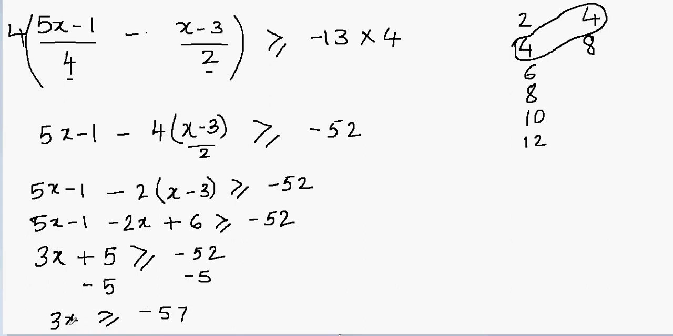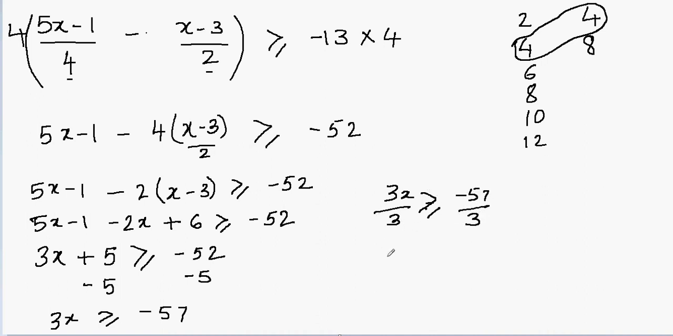Now again, we want x by itself. So this time we'll divide both sides of the inequality by 3 to get rid of 3 from the left hand side. So let's divide: 3x divided by 3 is greater than or equal to negative 57 divided by 3.